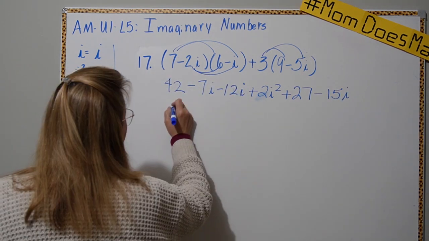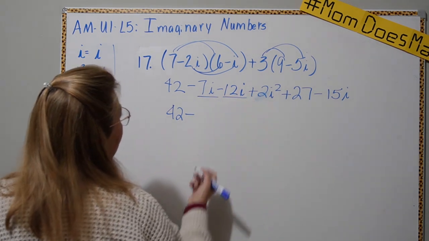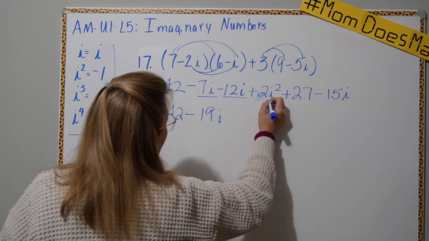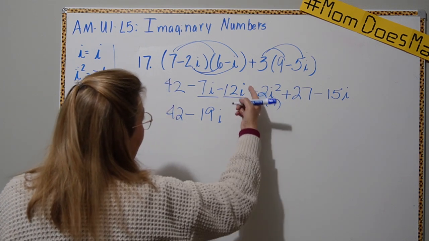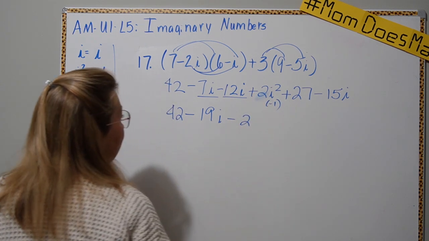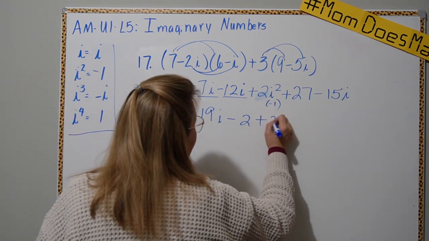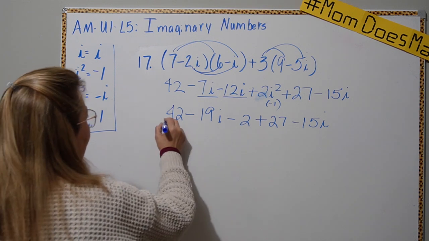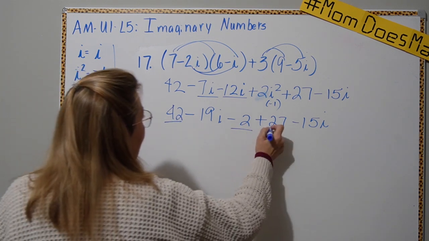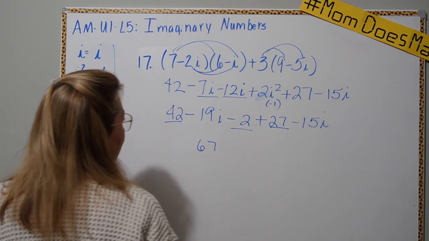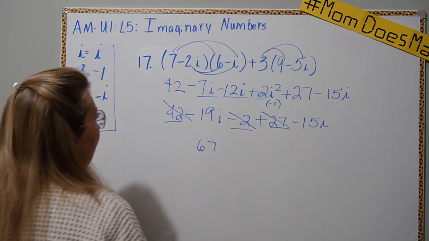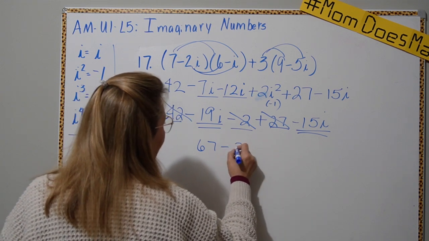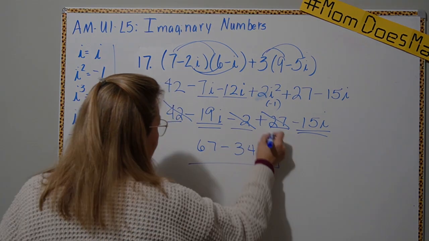First of all, 42 minus, all right, 7i minus 12i gives you minus 19i. All right, this i squared is a negative 1, so let's go ahead and multiply it times that 2, gives us negative 2. And then plus 27 and minus 15i, we'll carry it on down. All right, 42 minus 2 is 40, and then plus 27 gives you 67, so that takes care of all those. Now, minus 19i and minus 15i gives you minus 34i.